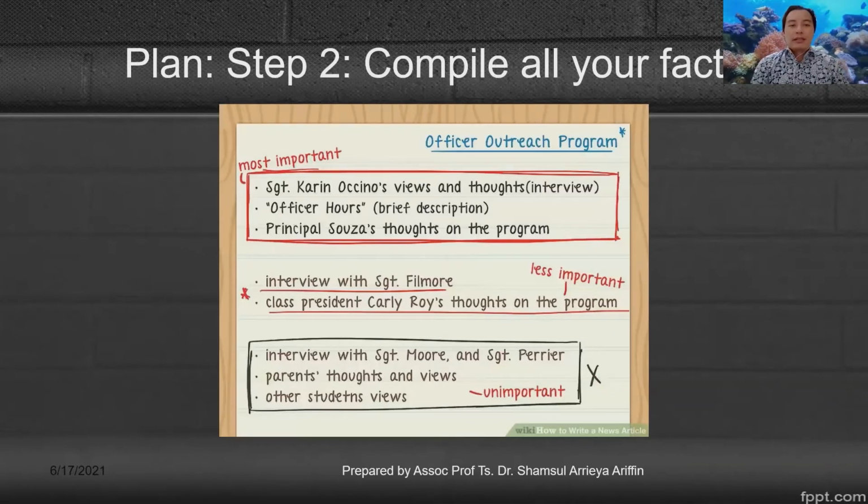compile all your facts. Compile your facts. So you need to compile, okay, what is the most important in the facts that you have, the ideas just now? Which one is the most important idea? Which one is the less important idea? And which one is an unimportant idea? Let's say you do an interview. So you know from the interview which is the most important, which is the less important, which is unimportant. So you yourself need to prioritize your facts.